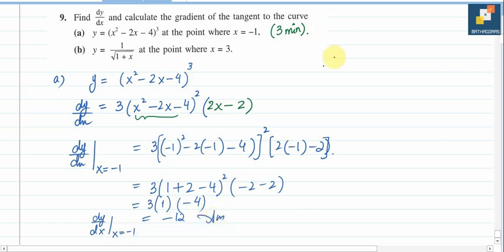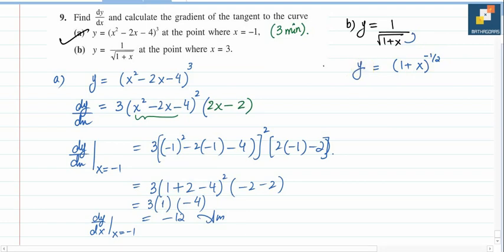Alright, I hope that the first part is clear to you, and the second part says y equals 1 divided by under root 1 plus x at the point where x equals 3. First thing, whenever you have such root type questions, you need to shift the denominator into the numerator. So now it will be (1 plus x) with the power of minus 1 upon 2. Now I expect that you can easily solve the question. The time for this part is 2 minutes. So give it a try and then I will explain. So start.